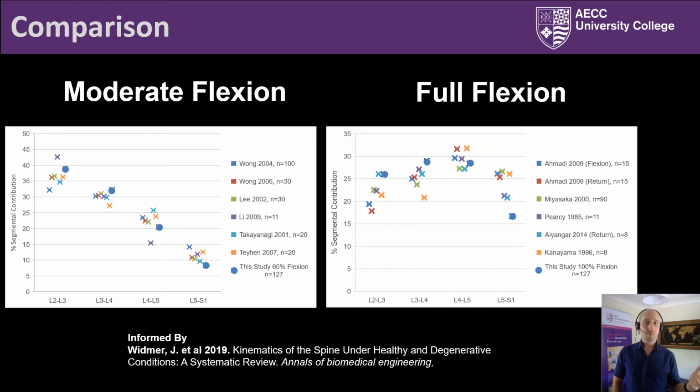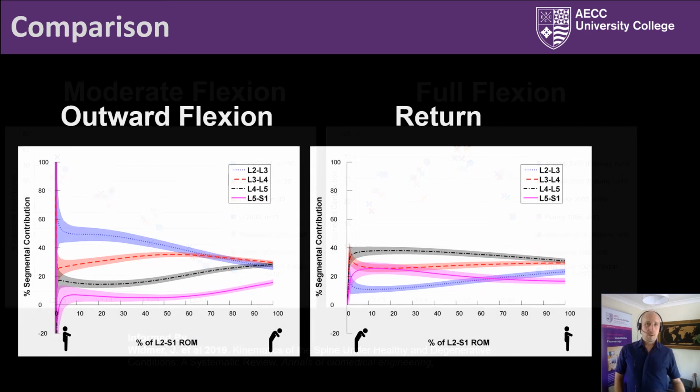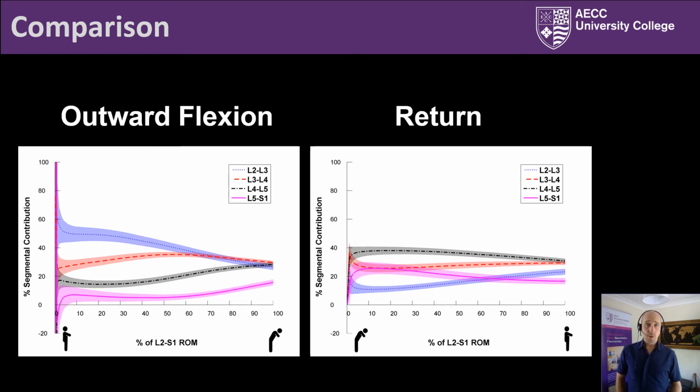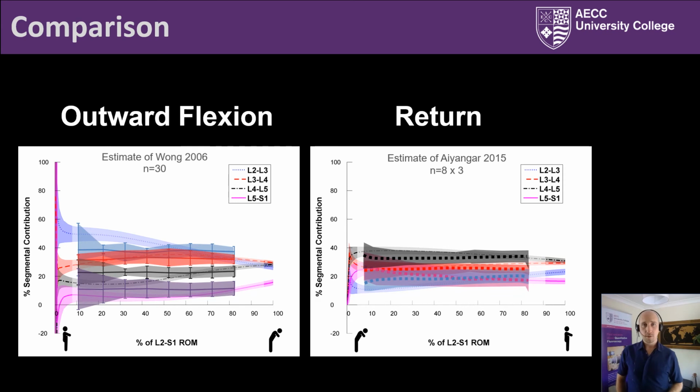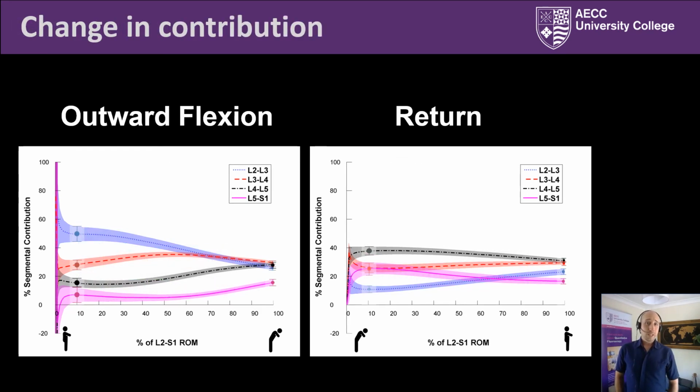The proportion of motion performed by each level at moderate or full flexion is similar to these previous studies, and also note that it is different between moderate and full flexion. And for those studies where continuous motion is available, such as Wong 2006 and Iyengar 2015, our results are comparable, particularly for the return phase with Iyengar 2015, where we find that there isn't much of a change in the contribution to motion across the range, but it is actually a significant amount. Moreover, our results show in detail the differences in the contributions to bending throughout the motion, both between levels and within levels as participants progress.